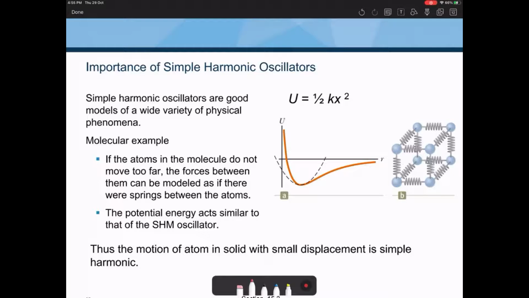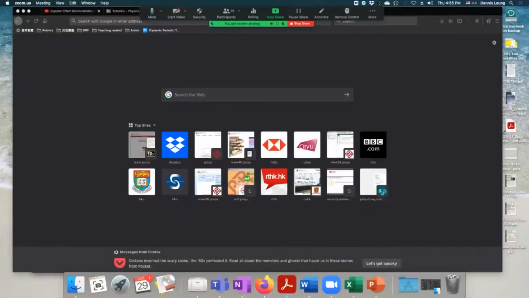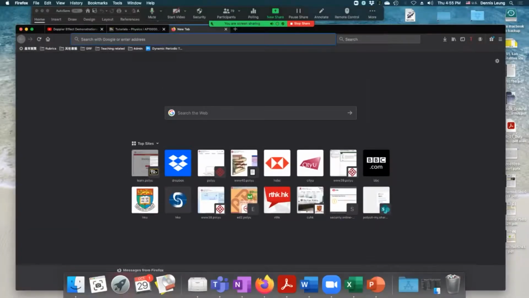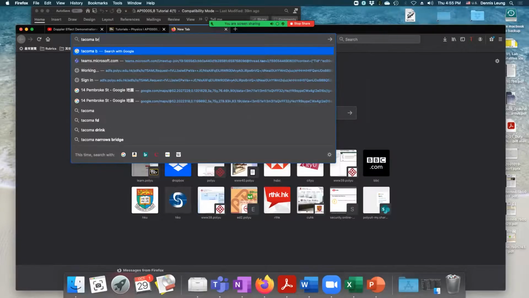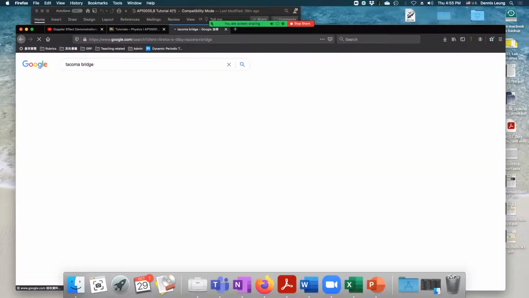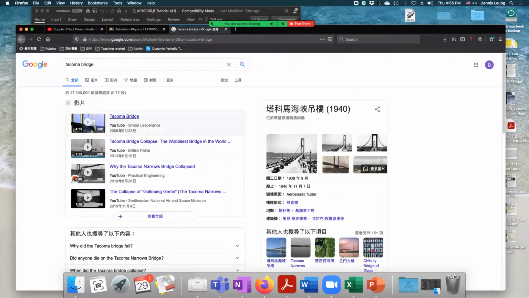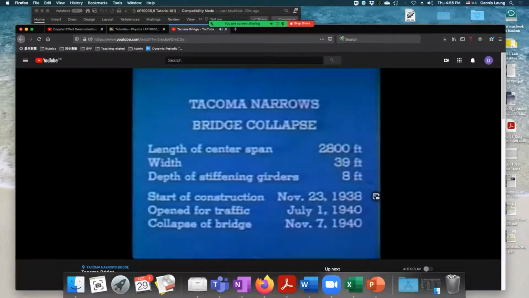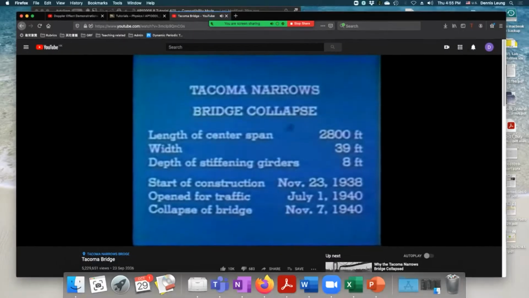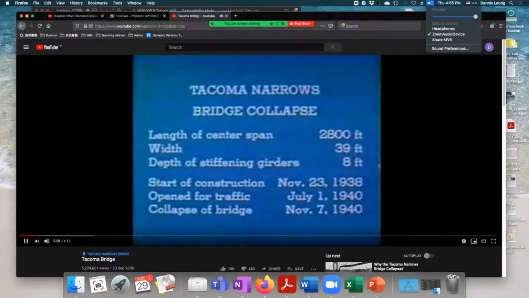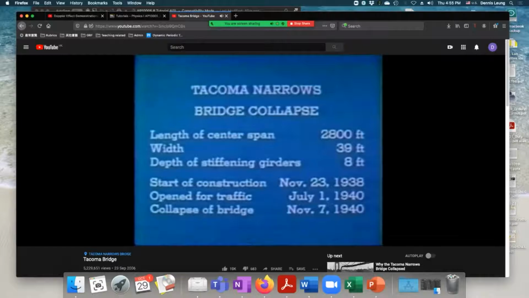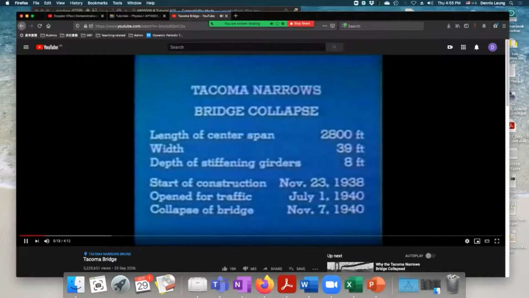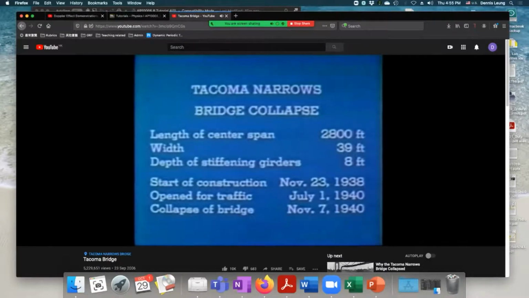You would probably have seen it, but it's always good to see it again. This is a very famous example of resonance or oscillation. And it is a real example. As you can see, this bridge was exceptionally long and narrow, over half a mile long, only 39 feet wide. It lasted just 4 months. So this is a bridge in the USA.